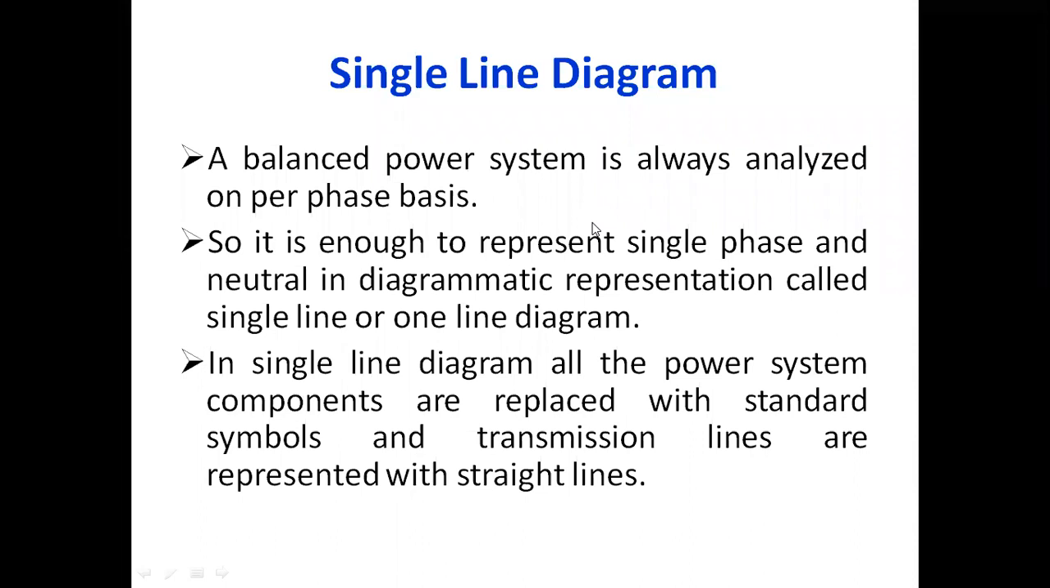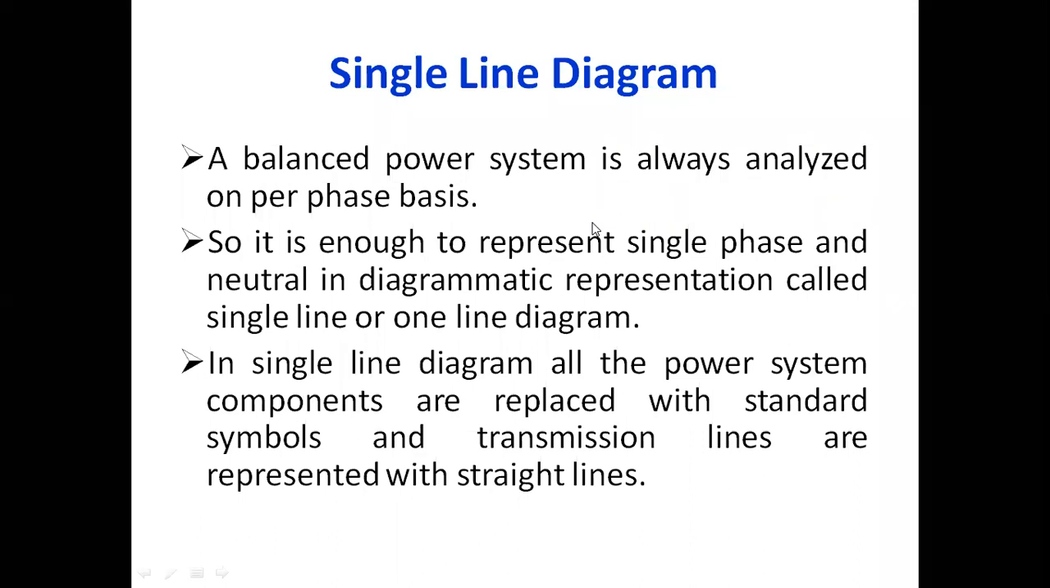Whenever we say that a system is balanced, obviously we are using per phase values, not line to line voltages or line to line currents. We are always talking about per phase values, per phase voltage, per phase current, etc. Right? Now the next point is that it is enough to represent a single phase and neutral in a diagrammatic representation, which is called a single line or one line diagram. Okay, so this is also very important.